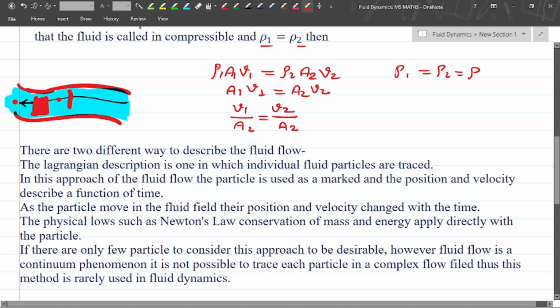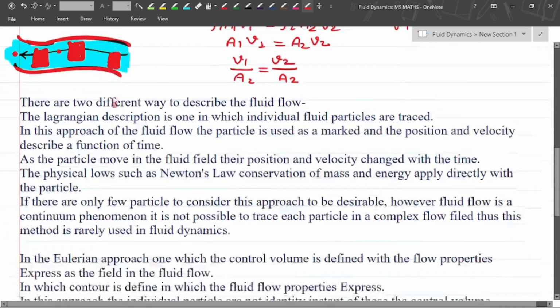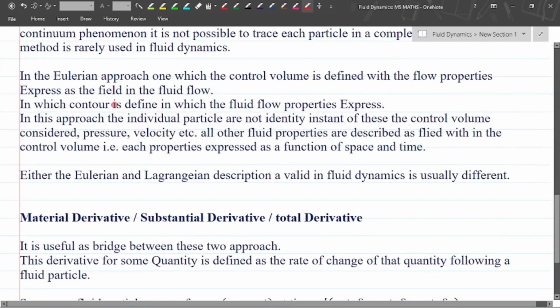After some time it will be here. So it is easy to consider that volume instead of a particle. In the Eulerian approach, we'll consider a control volume, the domain from which we will take a volume, in which the fluid flow properties are expressed.